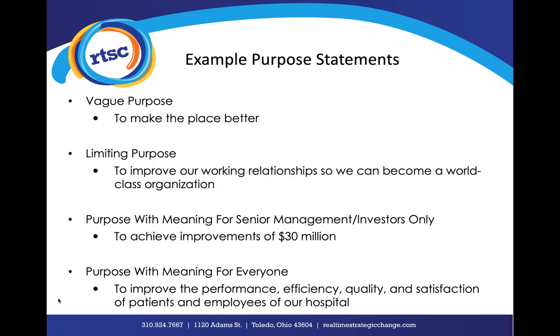So these are ones that we went over in session 2. To make the place better, too vague. Improve working relationships so we become a world-class organization. That's good, it's solid, it's not vague, but also limiting in terms of how many stakeholders might respond to that. Here's one that has investors or senior management interested, achieve improvements of 30 million, but where does that leave the rest of our stakeholders? Or here's an example of a purpose with meaning for everyone: to improve the performance, efficiency, quality, and satisfaction of patients and employees of our hospital.